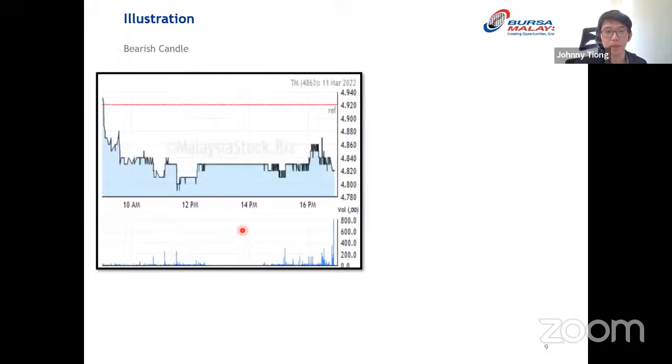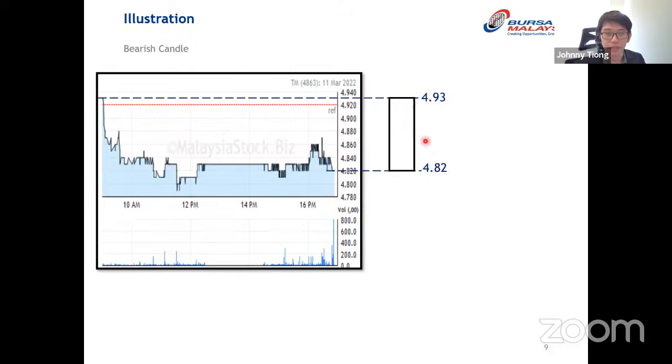Next we move to the bearish candle. Look at this stock, Telecom Malaysia. Again we follow the steps, opening and also closing. The opening is 4.93. At 9 o'clock when it opens, the price is 4.93. Along the day it falls down and has a break, and after the break it also falls down. It closed at 4.82. When we connect it, this is the body of the candle. Because it's a bearish candle, it's red in color. It's either red or black.